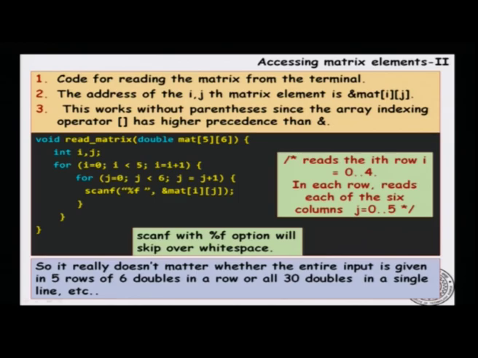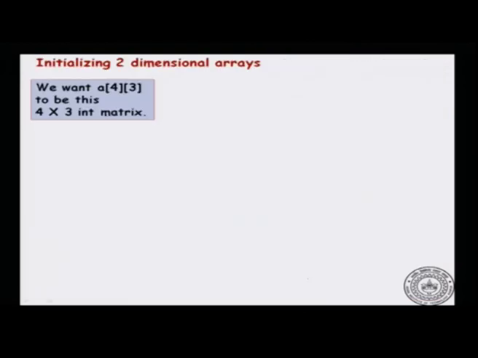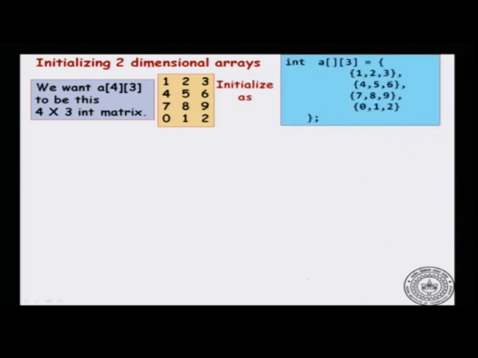We have seen how to print an array, we have seen how to read elements into an array. Now, let us see how to initialize a multidimensional array. So, we want to initialize, let us say, a 4 by 3 array in the following way. It should be 1, 2, 3, 4, 5, 6, 7, 8, 9 and 0, 1, 2. Let us say this is the array that I want to enter. Now, we have seen initialization of one dimensional arrays. If I had, let us say, int b[3], how did we initialize it? We could initialize it as {0, 1, 2}.